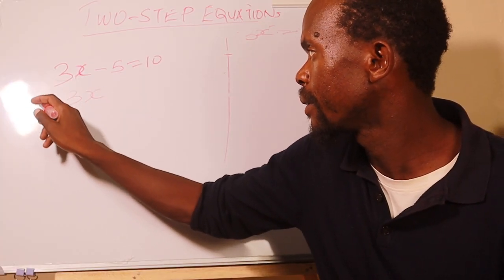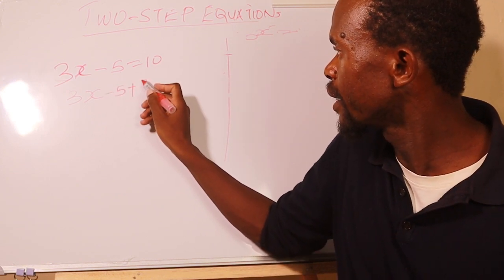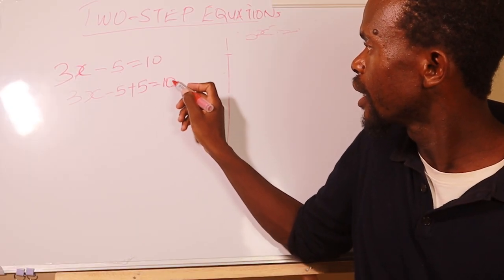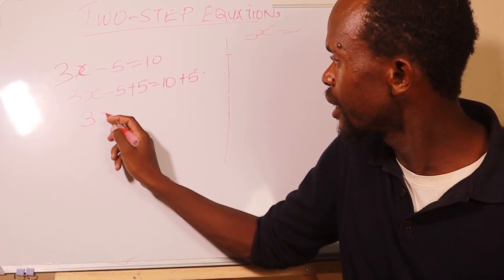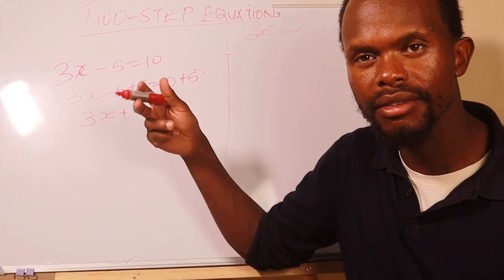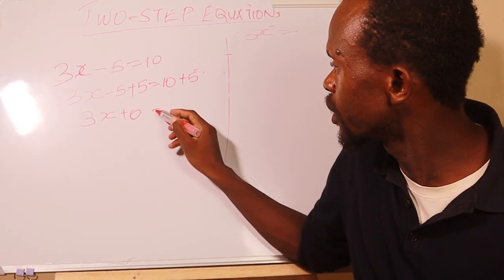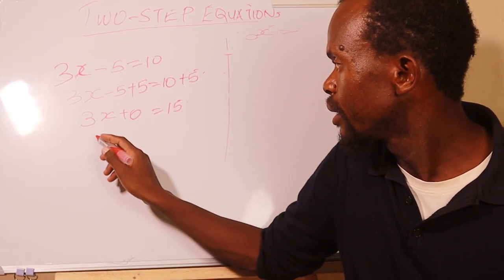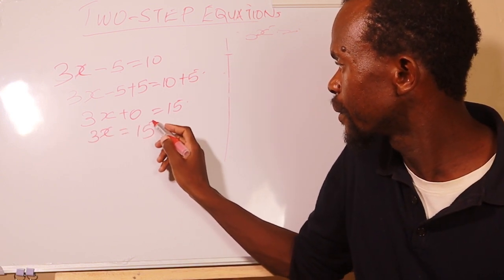This is step 1. Step 1, we're going to add 5 here, and whatever we do on one side, we do on the other side, is equals to 10. Then we add 5. Therefore we'll have 3x, then plus, this is minus 5, then you add 5, that will cancel out, it will be equals to 0, is equals to 10 plus 5, which is equals to 15, and therefore this will be 3x is equals to 15.